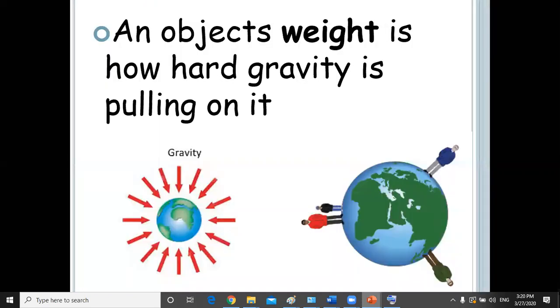Do we have gravity on the earth? Exactly, yes. We have gravity on the earth. So gravity pulls objects towards the earth. Here, we call it weight. So mass and weight are not the same. An object's weight is how hard gravity is pulling on it.